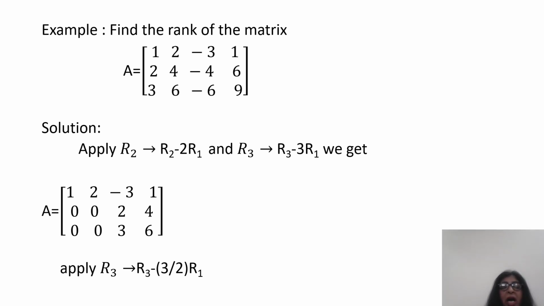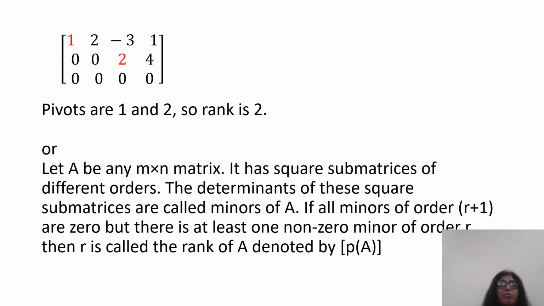Now I want 0 over here, so I will apply the operation R3 minus 3 by 2 R2. I will get the entries 3 as 0 and 6 as 0. Just see in the next slide: I am getting the entries as 0, 0, 0, 0. Now you can see that the pivots are 2 and 1.